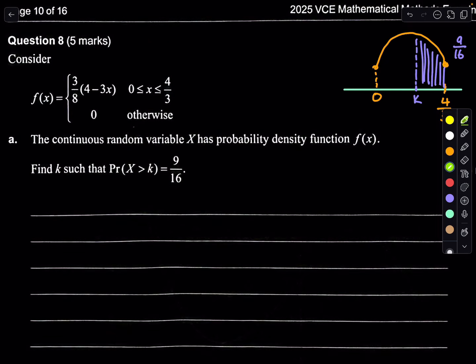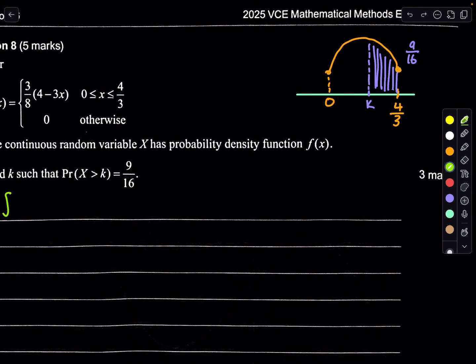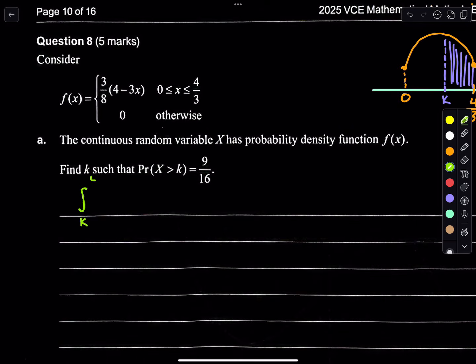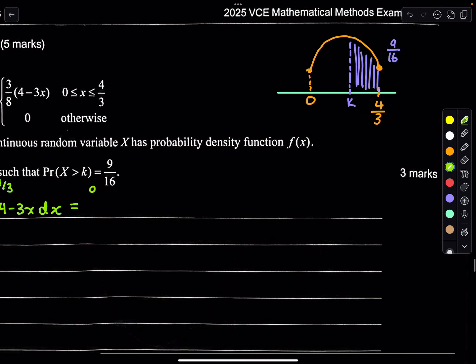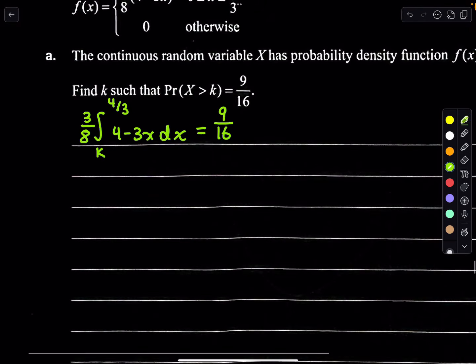So what we can say is this. We can say that the integral from k to 4/3 of the function f of x, which is this whole function here, so 3/8. Now this 3/8 is just a constant. You can just take it out of the integral to make your life easier. And then it's just 4 minus 3x dx. What we're doing is integrating that, and we know this whole thing is going to be equal to 9/16. Easy. We're going to integrate this and solve for k.